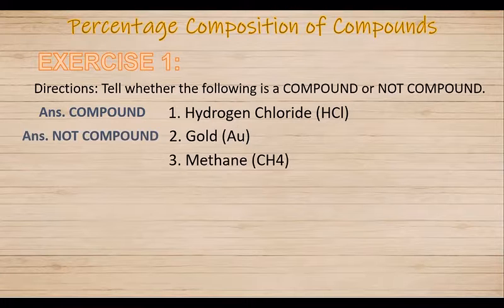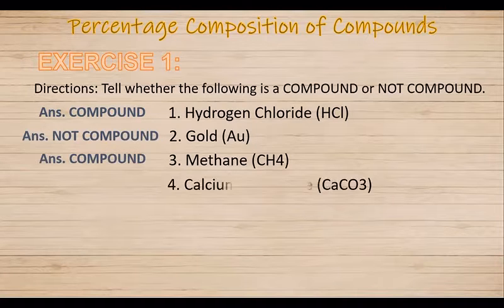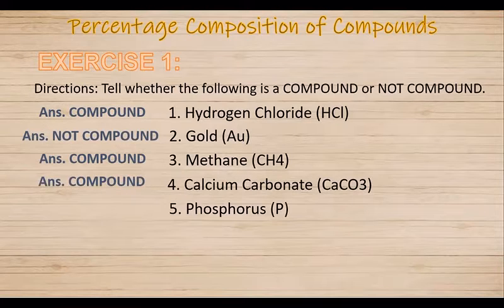Number 3. Methane or CH4. Correct. It is a compound. Number 4. Calcium carbonate or CaCO3. Correct. It is a compound. Number 5. Phosphorus or having a symbol of P. Correct. It is not a compound. As given emphasis, the main characteristic of compound is having combination of two or more elements.